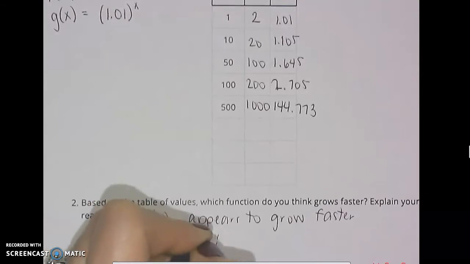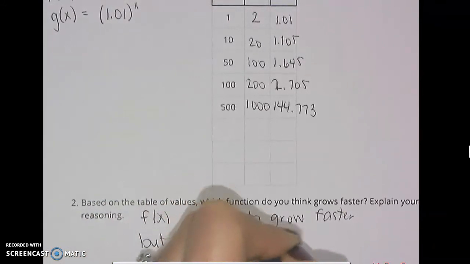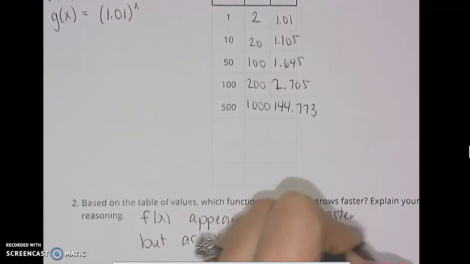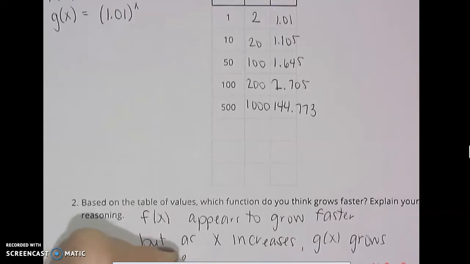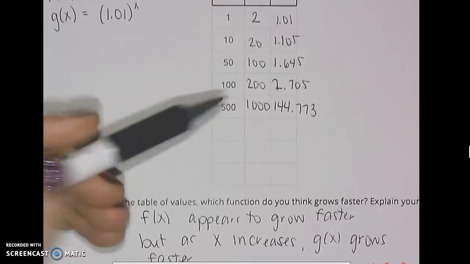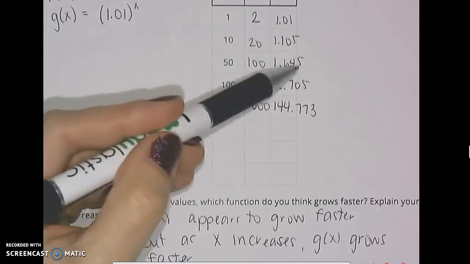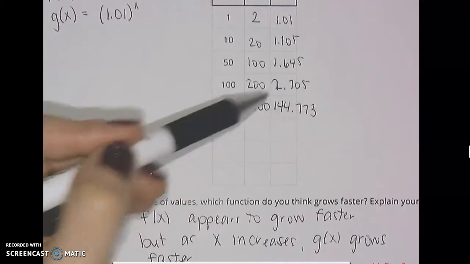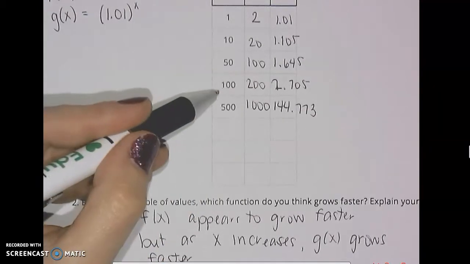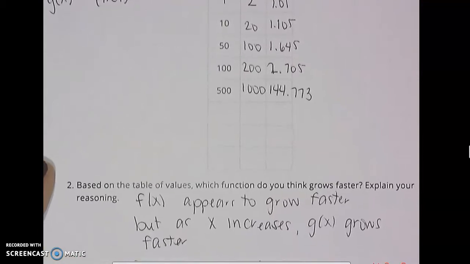But as x increases, g of x grows faster. Okay, this one does increase quite a bit, but this one, not so much. As we get up here, that's a really big jump. Now, we are going from 100 to 500, but I would say there would be our answer for that one.